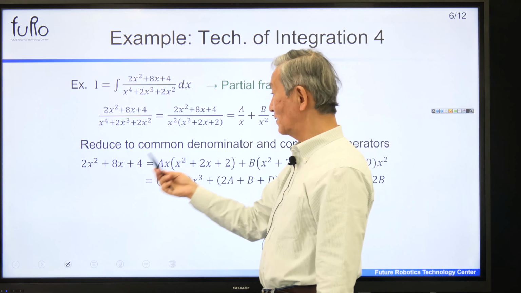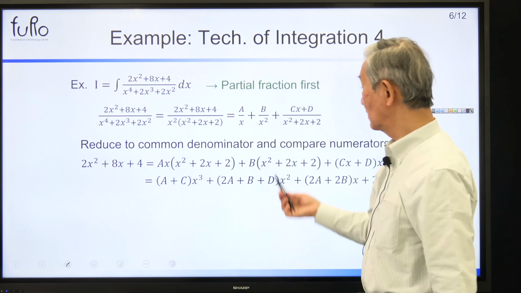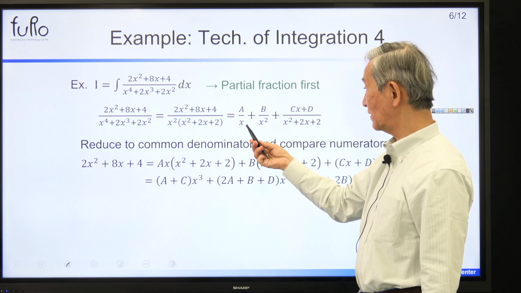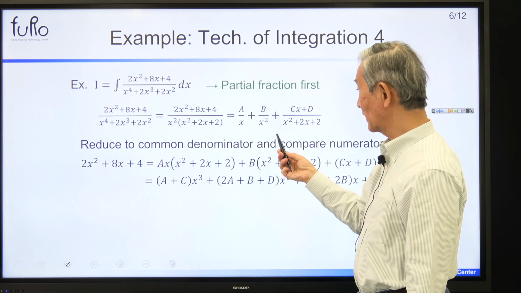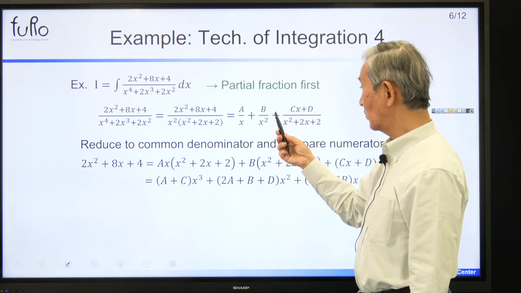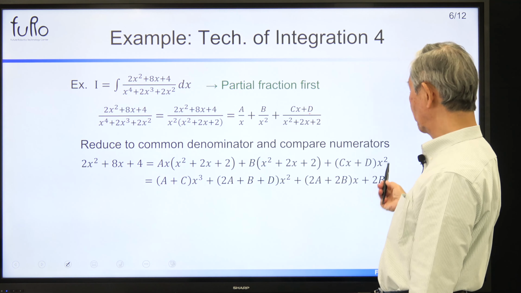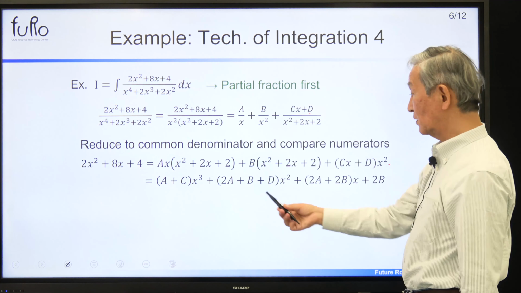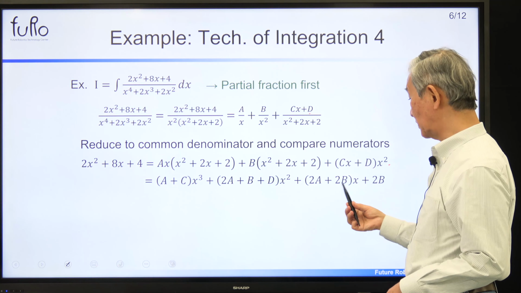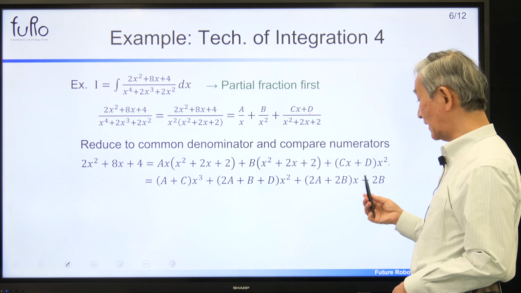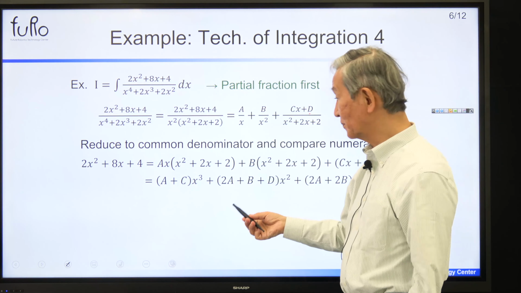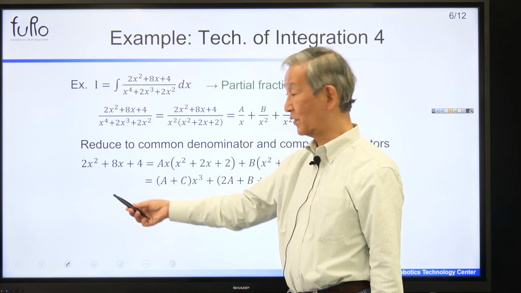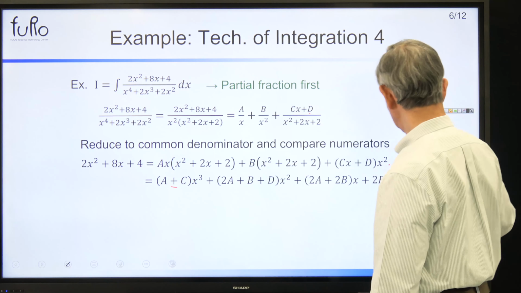The left-hand side is 2x squared of x plus 4. And on this side, for A over x, you multiply x times this one here. For B over x squared, you multiply this one here. And for Cx plus D, you multiply x squared. You compute this out, you get A plus C x cubed, 2A plus B plus D x squared, plus 2A plus 2B x, plus 2B. And compare the equal powers of x. Like x cubed, there's no x cubed over there, so A plus C must be 0, etc.